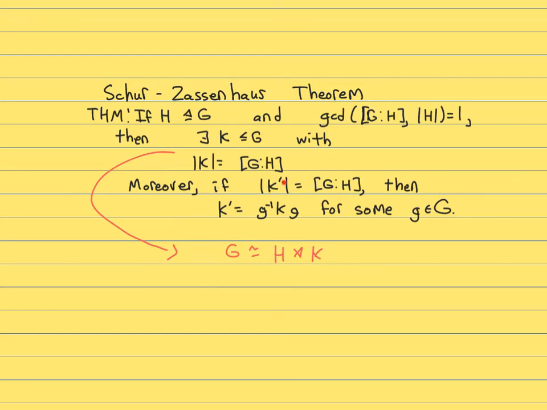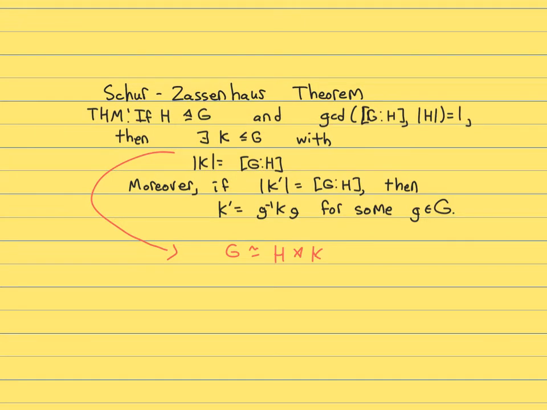The second part is if you found another complement to H, all complements to H are actually conjugate to each other. The reason we don't traditionally prove that part in this course is because the proof is very complicated and it actually relies on Thompson's theorem that groups of odd order are solvable. So we're only going to focus on this first part. If you have a normal Hall subgroup, then it has a complement.